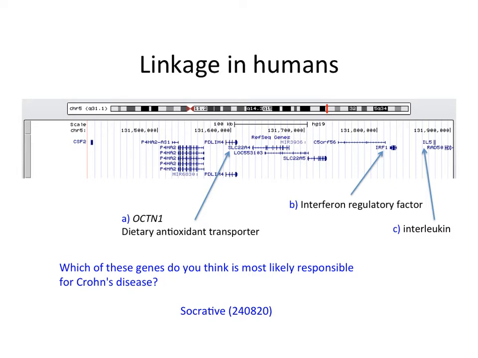Let's try this again. Who thinks that OCTN1 is the most likely cause of Crohn's disease? Okay, about half the class. Okay, how about IRF? 1. Interleukin. Okay, some of you are still not playing, but that's okay. So the vast majority of you think it's OCTN1, dietary antioxidant transporter.